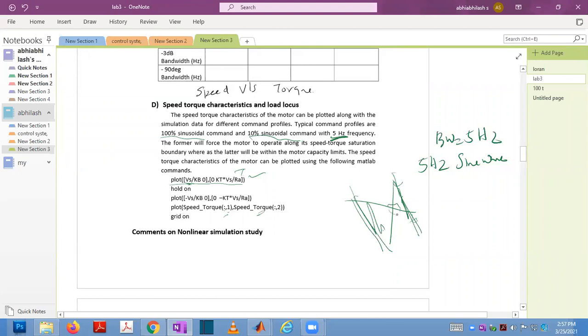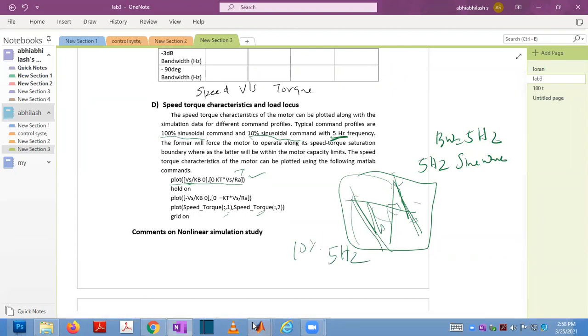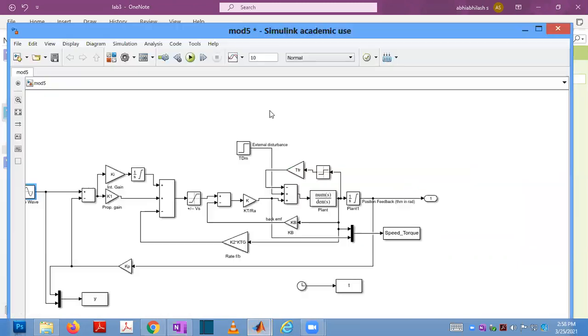So you will get something. If you are using 100%, you will get some value, and the hold on command is used, so this plot will be held, and the grid will also be there. Second, you have to run for 10% sinusoidal command. So you have to supply 10% sinusoidal command at the 5 hertz frequency. Then you can do this. That time you have to change this simulation value.